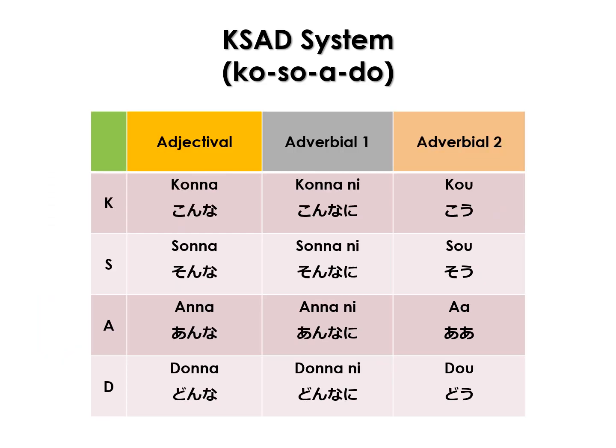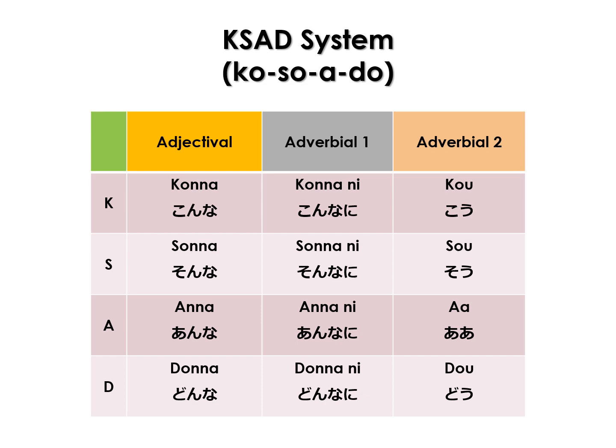The orange column lists the adjectival pronouns. Let's illustrate it with the noun kuruma, which means car. Konna kuruma means this kind of car. Sonna kuruma means that kind of car, the car close to you. Anna kuruma means that kind of car, the car far from both of us. And donna kuruma means what kind of car.